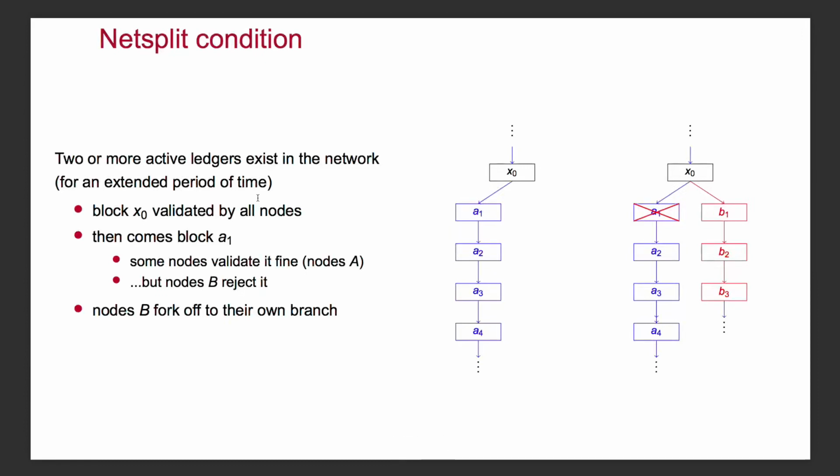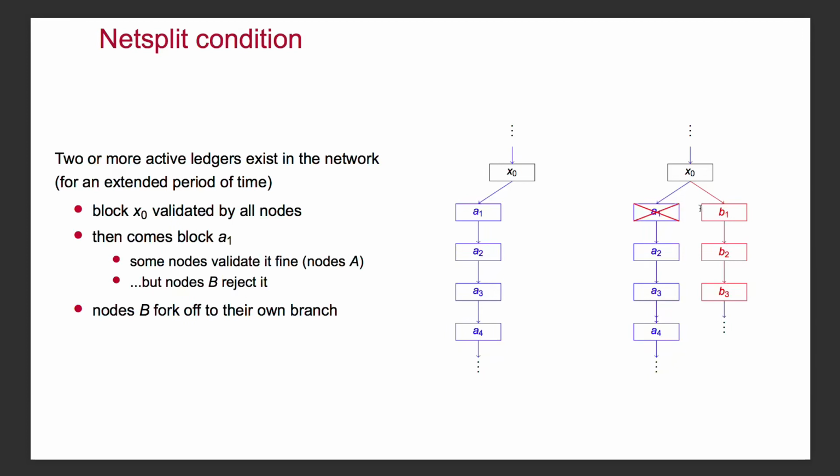So these are the net split conditions. How could it happen? Suppose the tip of the blockchain is block X0, so there is no net split until block X0, and then comes in A1 and some blocks after A1, and they get validated and integrated into the chain. However, due to some reason, nodes B can't process this block A1. They could be in a different state, or they may be using a different implementation. For example, A nodes may be using a C++ implementation, and B nodes are using a Python implementation, and they don't exactly agree on what a valid block is.